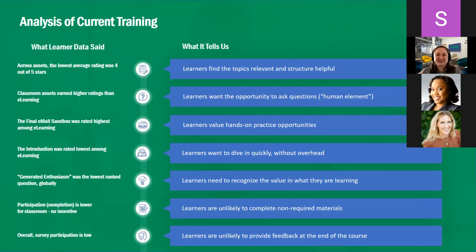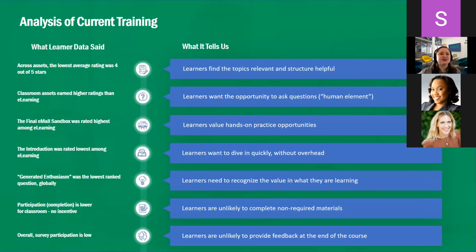This is some of the data that we extracted from Absorb. So this is course evaluation data on the existing training. And what's so interesting about this, we won't show you all the specific numbers and spreadsheets and charts, it got messy, but we wanted to emphasize generally what the learner data said, and then more importantly, what insights it told us about what we can do moving forward.